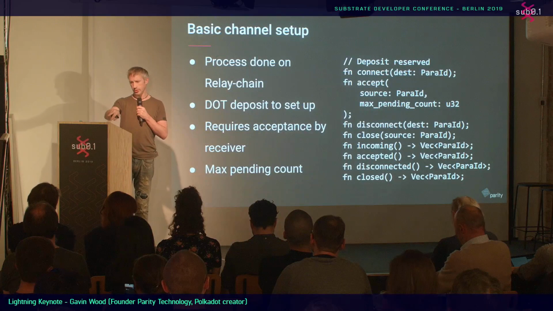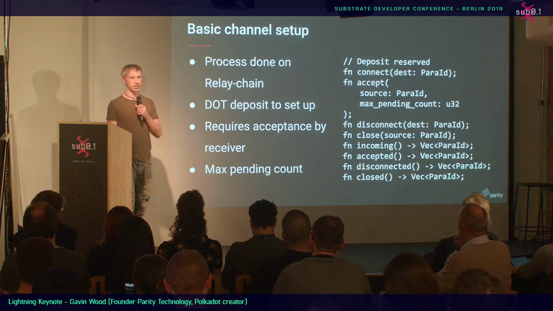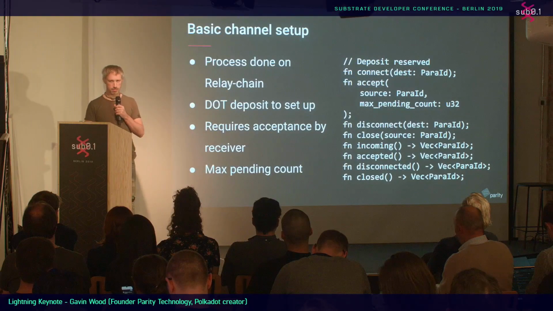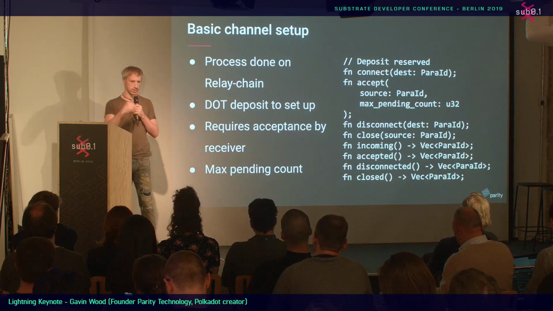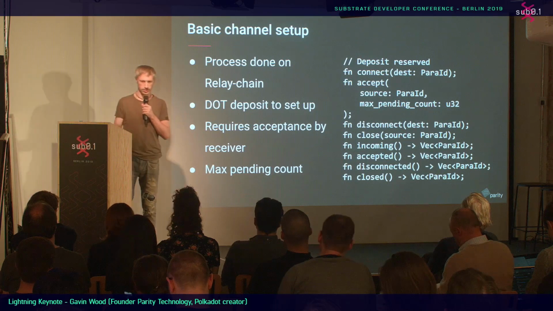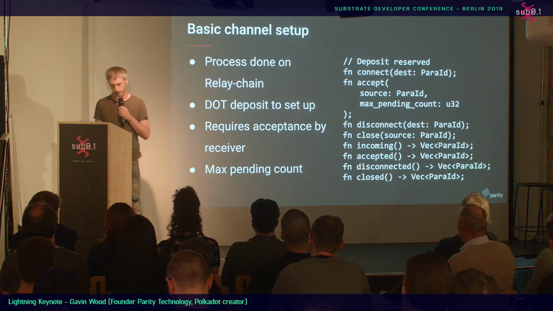Connect, accept. The interesting one is accept, because it's got this max pending count. Max pending count is basically the queue size. It's how many messages, or specifically batched messages, so blocks' worth of messages, that can be not yet delivered before the channel becomes full. This is to mitigate the possibility of a particular chain being spammed by being sent tons and tons of messages, making it very difficult for it to get through them to some important messages that came a bit later.